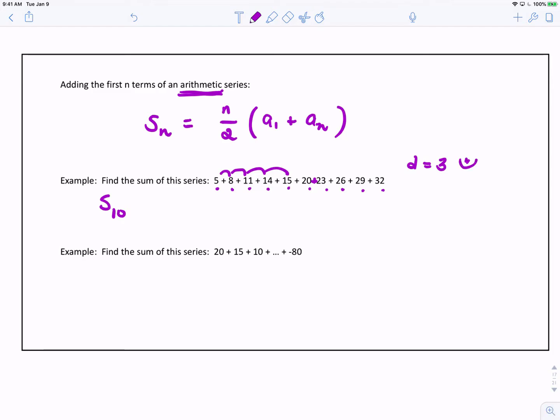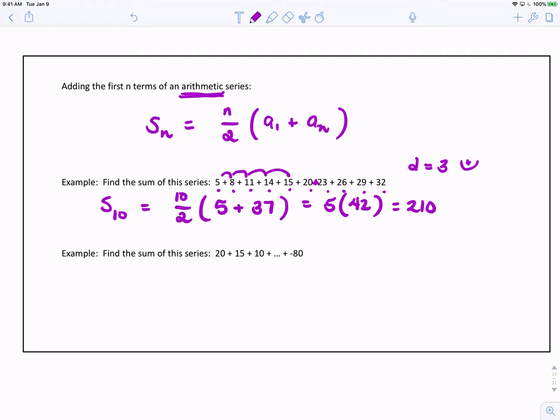All right, so it would be 10 over 2 times the sum of the first term plus the last term. So in other words, it would be 5 times 42. And if we multiply those together, 42 times 5 is 210.